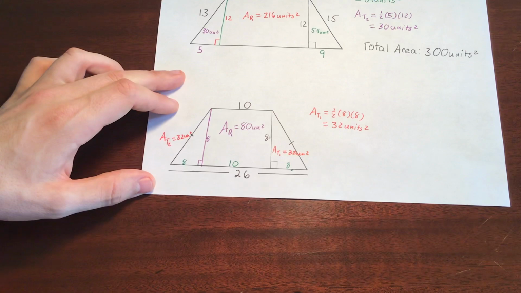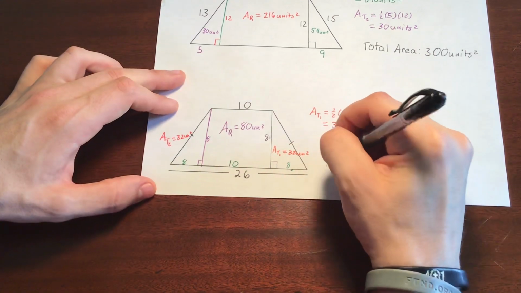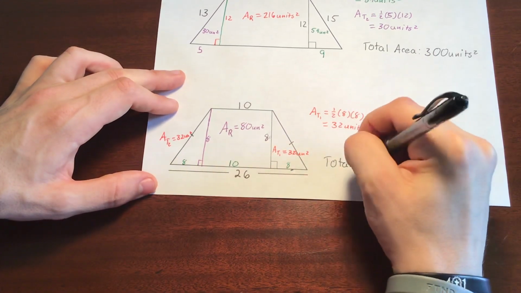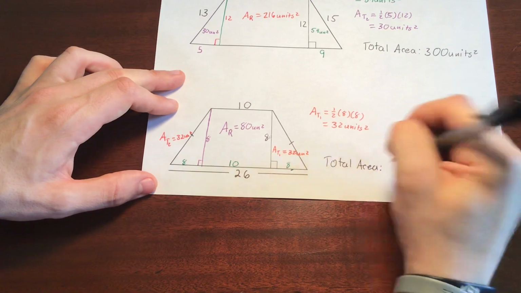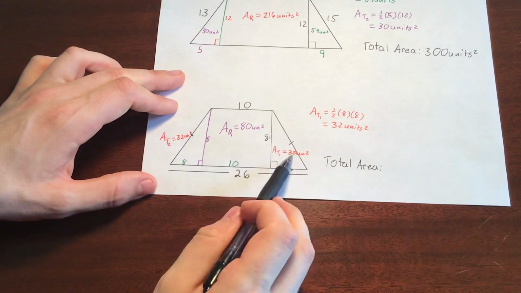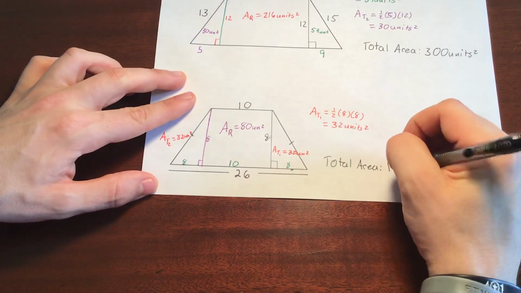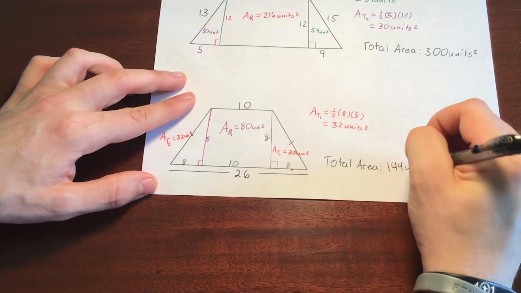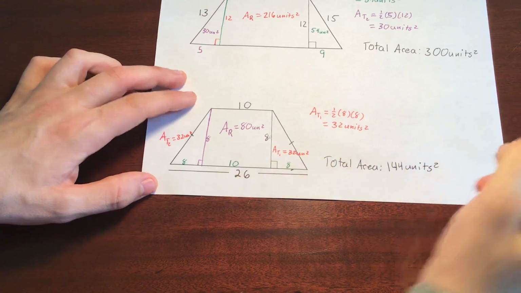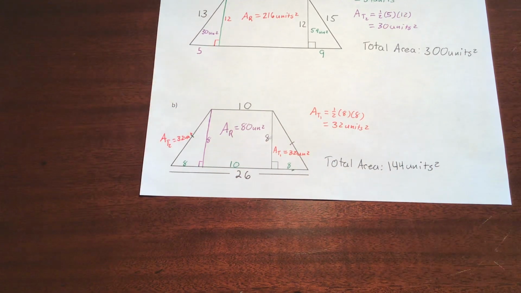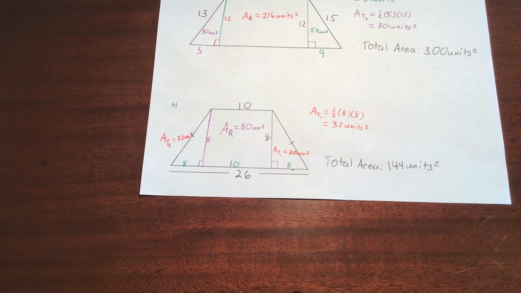When we add them all up to get our total area, we're going to have 32 plus 32 plus 80, which gives us 144 units squared. And there you have it. Finding area.